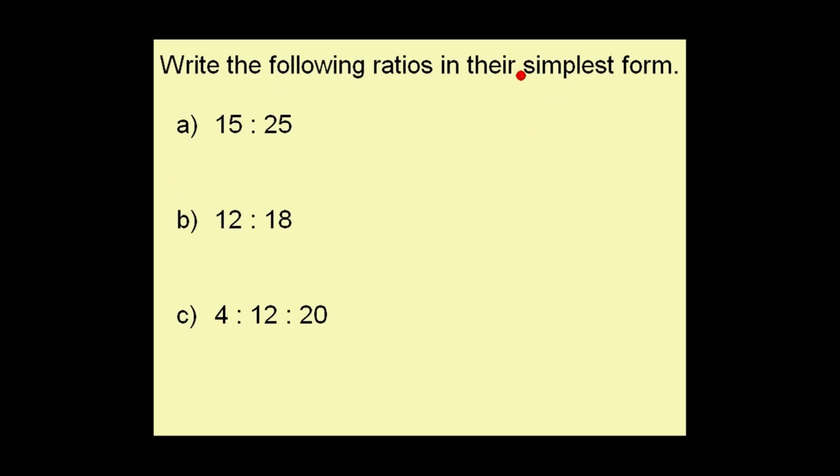So to write a ratio in its simplest form, I need to find the biggest possible number that goes into the numbers in the ratio. In this one it's 5, so if I divide by 5 I get 3, and if I divide by 5 here, I get 5. For this one I can divide by 6, I get 2 and 3. And for this last one I need to divide by 4 to get 1, 3 and 5.